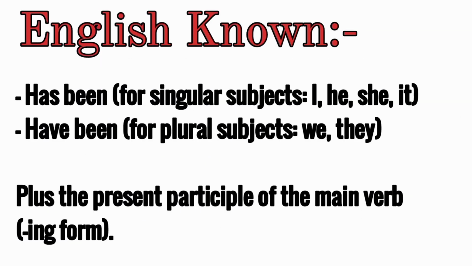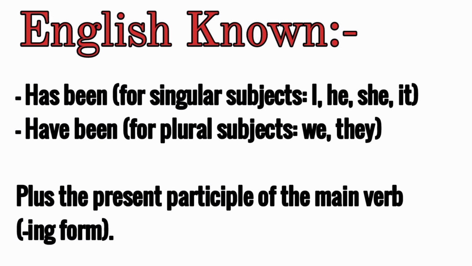Next we have the auxiliary has been, which we use for a singular subject. It means we use has been with he, she, it. With I we use have. With I we use have been. We can say I have been.